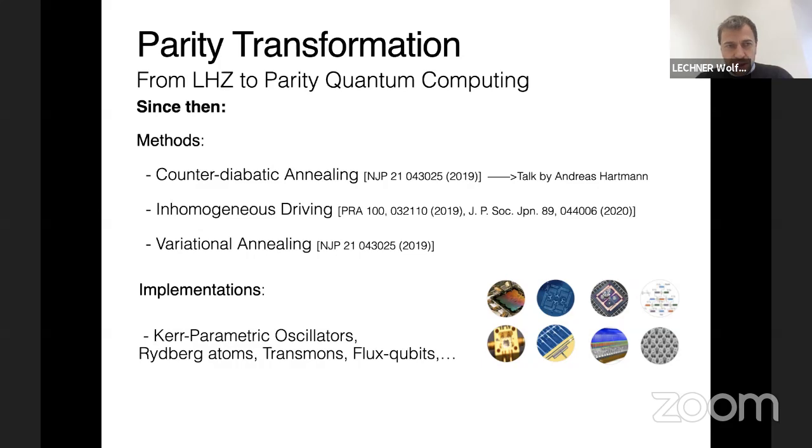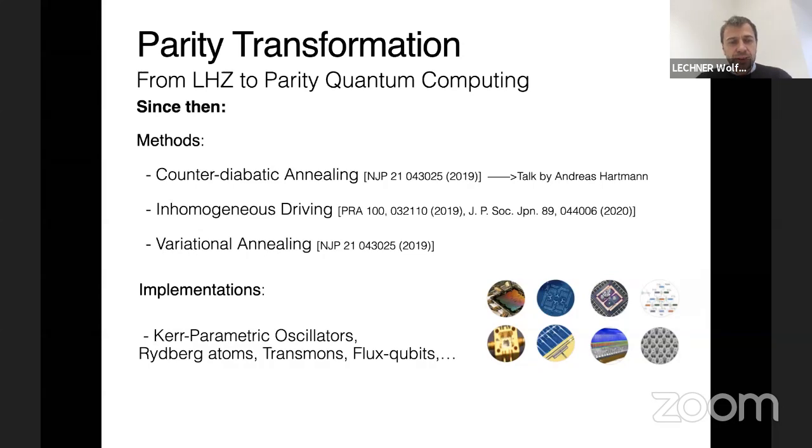Another very promising direction is that of inhomogeneous driving. The reason is that the LHZ model is very much reminiscent of the p-spin model, because there are ordered four-body terms in it, which gives quite an improvement by using inhomogeneous driving. Also, together with Andreas Hartmann, we have proposed a variational scheme for annealing, which allows one to update the counter-diabatic terms based on the outcome of individual runs. This is an interesting direction, because it allows a trade-off between doing many annealing sweeps very fast or a few annealing sweeps very slowly.